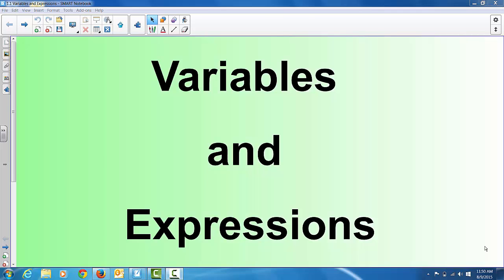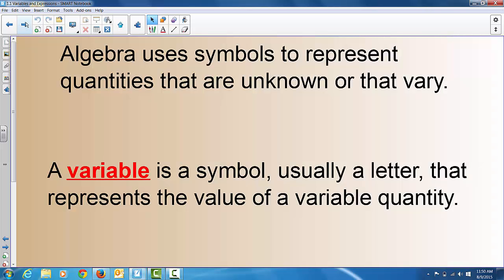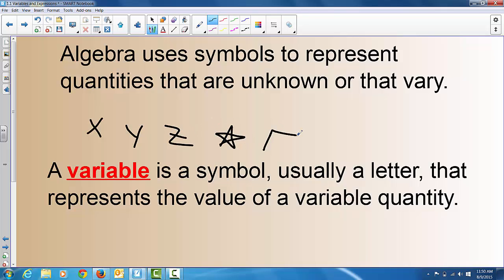We are studying variables and expressions. Algebra uses symbols to represent quantities that are unknown or that vary. We use things like x or y or z, okay? Or we can even use a star or a box. It doesn't matter, it's a symbol or letter that represents the value of a variable quantity.